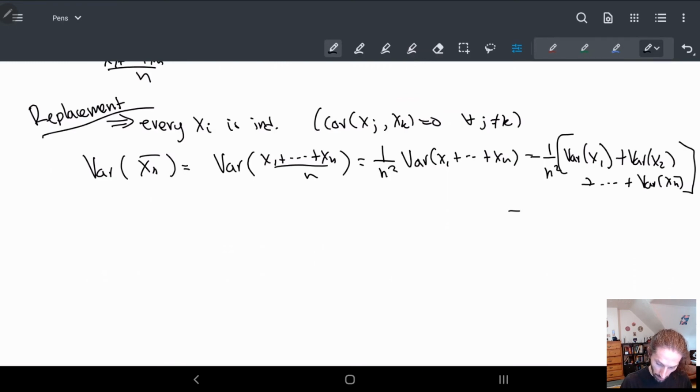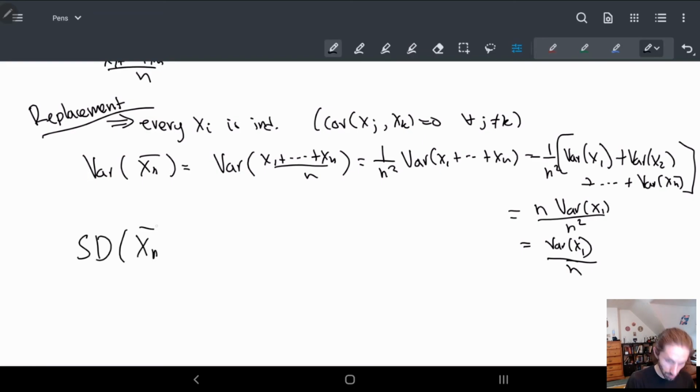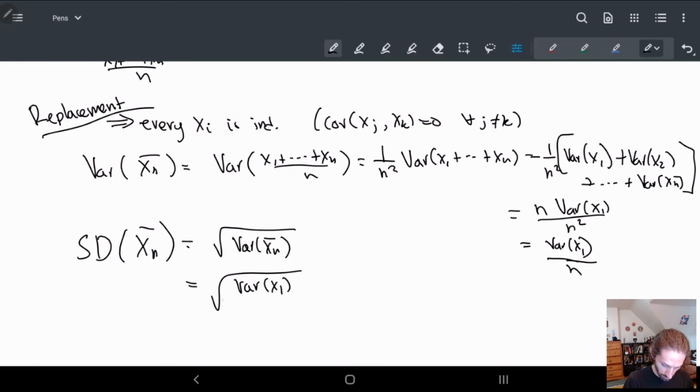So what do we have? We have n of these, because they're all the same, divided by n squared. So this is just var of x1 over n. So that's what the variance is. What's the standard deviation of x n bar? Well, this is the square root of var of x n bar. So this is the square root of var of x1 divided by n.